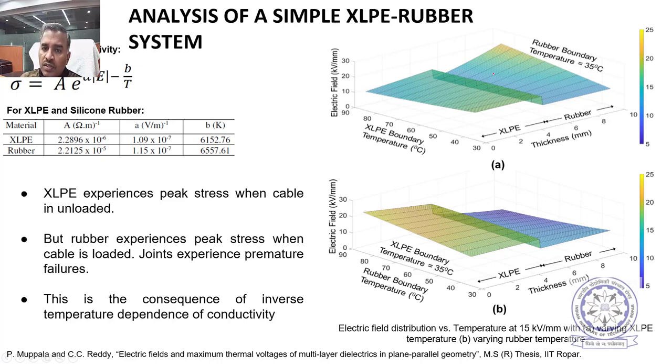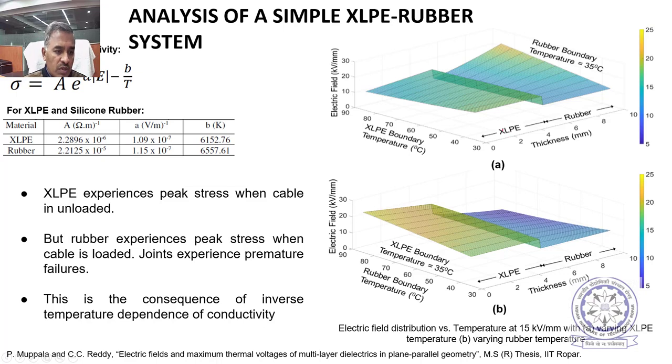But actually this is the most frequent case, a practical case, where the joint is outside, so it is close to ambient temperature, and inside depends on the current. So the conductor temperature depends on the current. This is how the electric field will change. The electric field inside the rubber will be more under loaded conditions. And if it is lightly loaded, then the electric field will be more inside the XLPE of the cable.